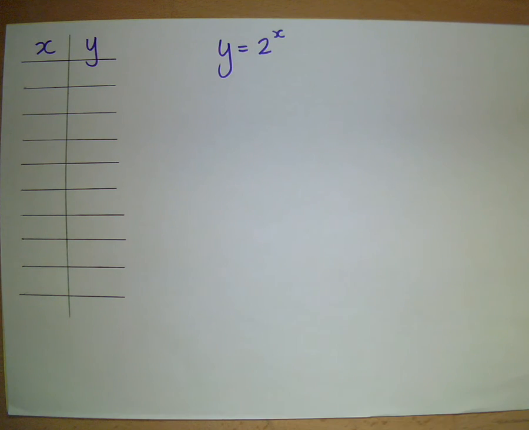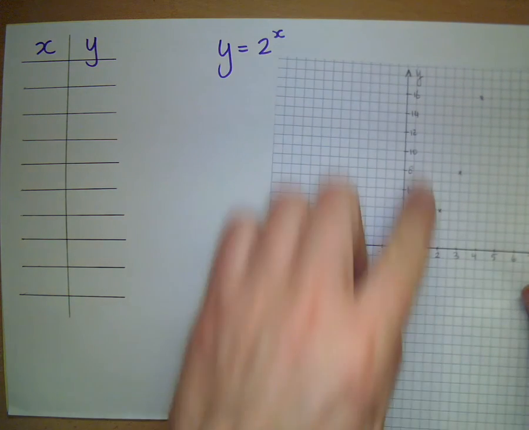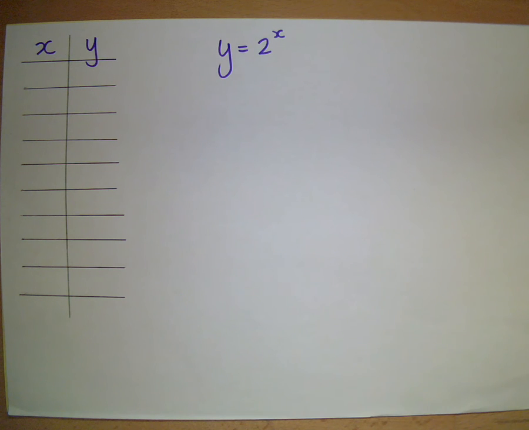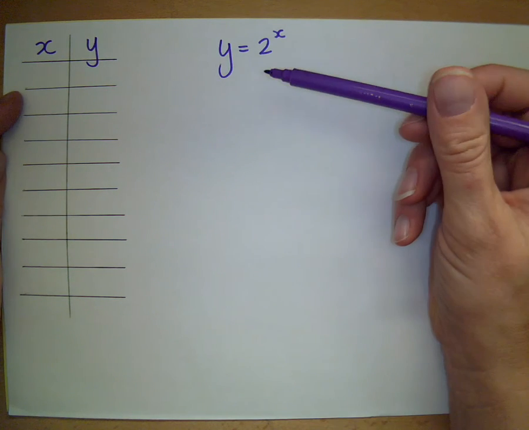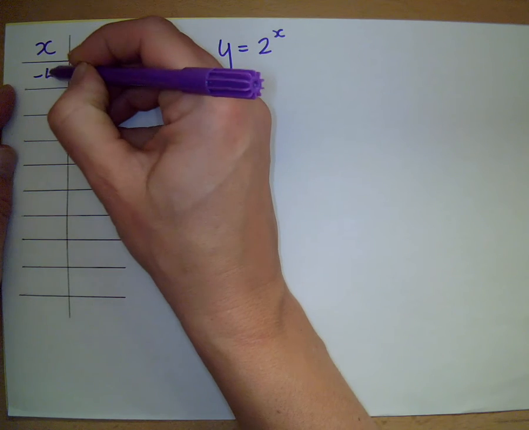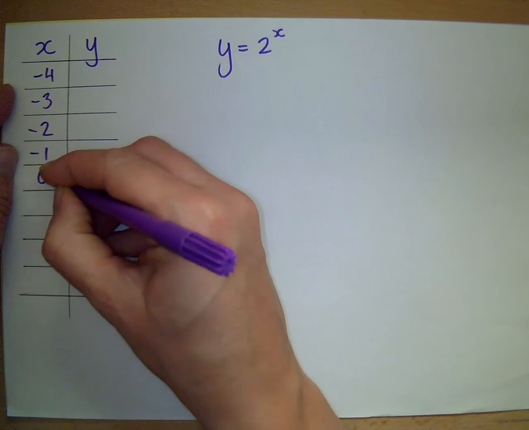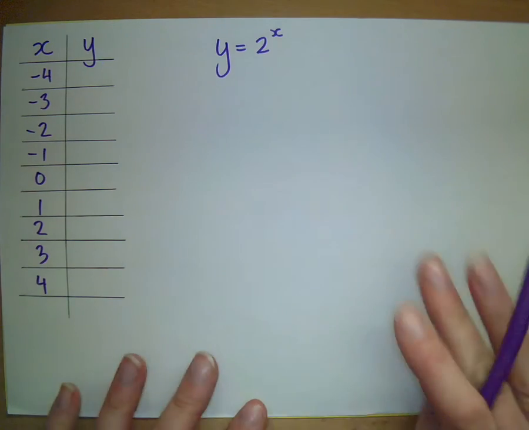In order to draw a graph, we need axes and some graphing paper. Before we can graph it, we need to find some coordinates of points that we're going to plot. So let's do a table of values. We're going to look at these x values and find the corresponding y values.